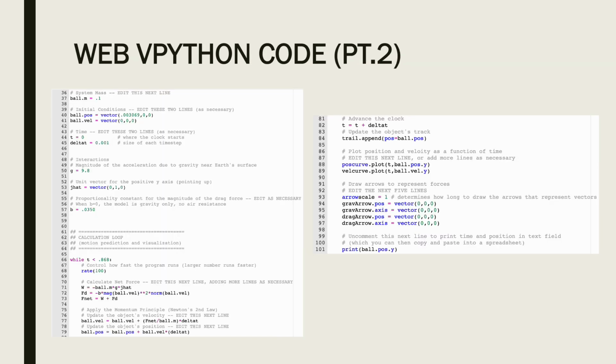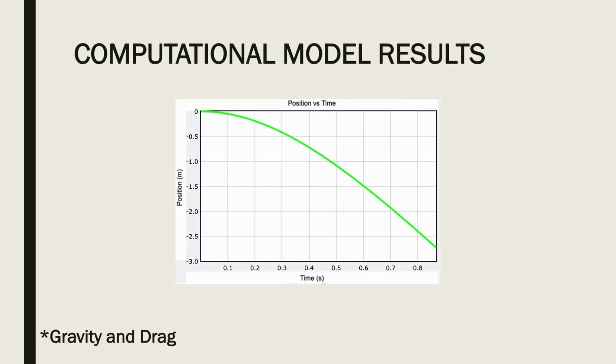This is the code for the computational model, including the drag force. The proportionality constant was found with trial and error to get a final position closer to the observed data, and this force is in the opposite direction of the gravitational force, and all of your initial conditions stay the same. The graph here accounts for gravity and drag, which you will see in the next slide is closer to the observed data for the experiment.